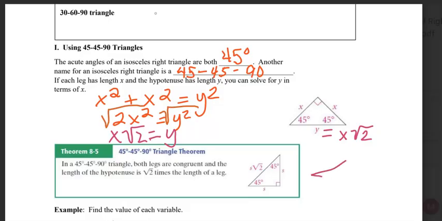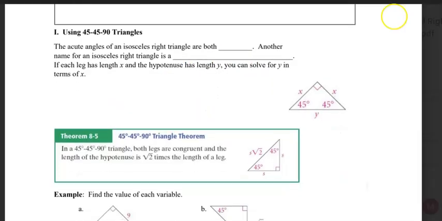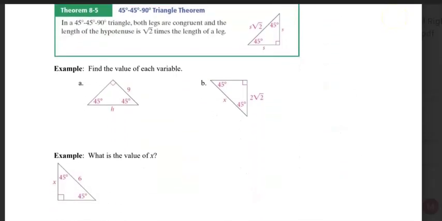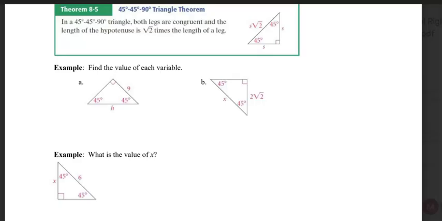So that leads us to this box here. It says in a 45, 45, 90 degree triangle, both legs are congruent, and the length of the hypotenuse is the square root of 2 times the length of a leg. So if we go here, we have the hypotenuse h. Well, h is square root of 2 times the leg.